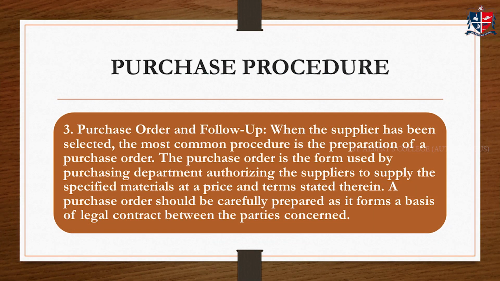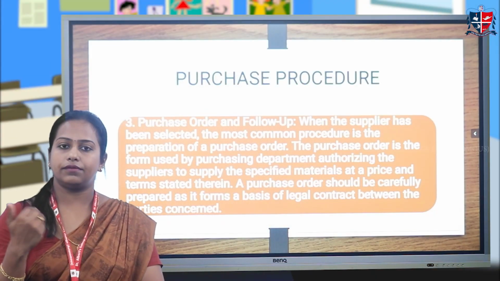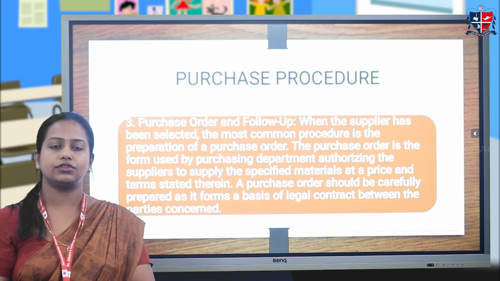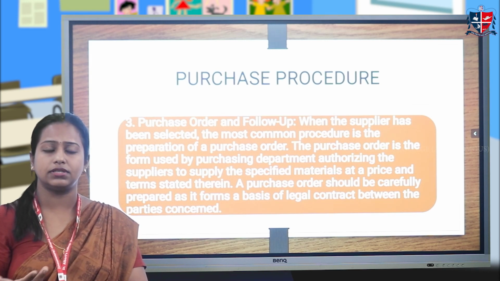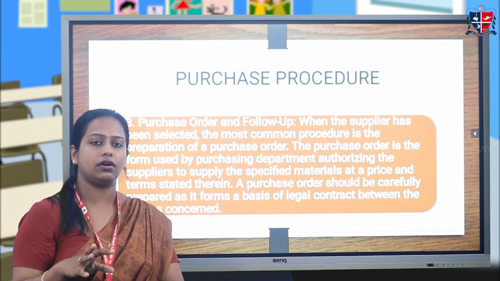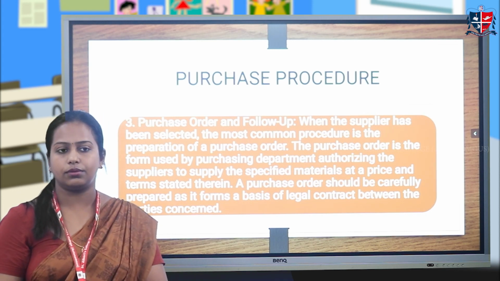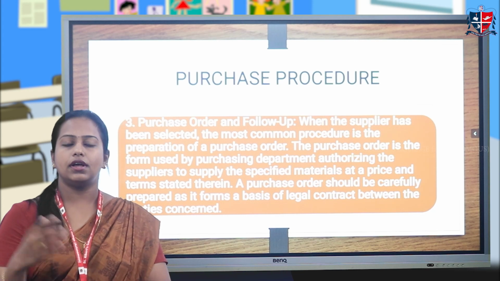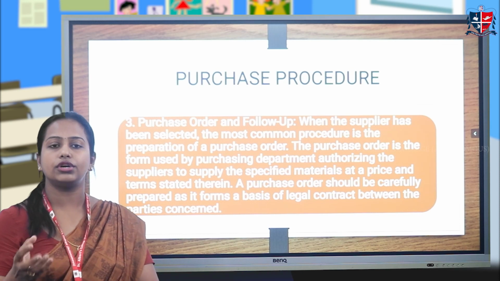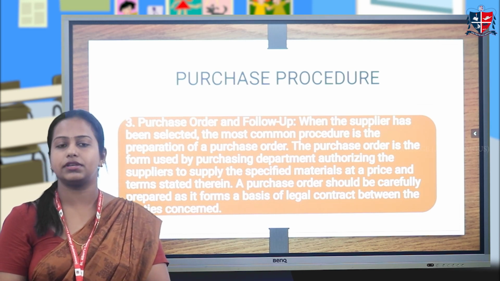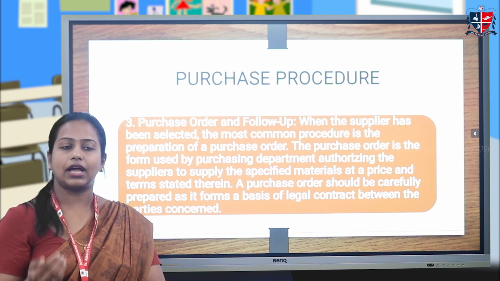Then, after the supplier has been selected, we'll be placing the order. That is the purchase order and follow-up. We'll be placing the order to the supplier, so a purchase order form would be prepared. The order form will have all the requirements and all the conditions. The authorities would be providing the conditions and the necessary materials or the quantity, and all the required conditions would be provided to the suppliers. The order should be prepared in a proper format, because it is a legal agreement between the authority and the supplier. So that would be binding.